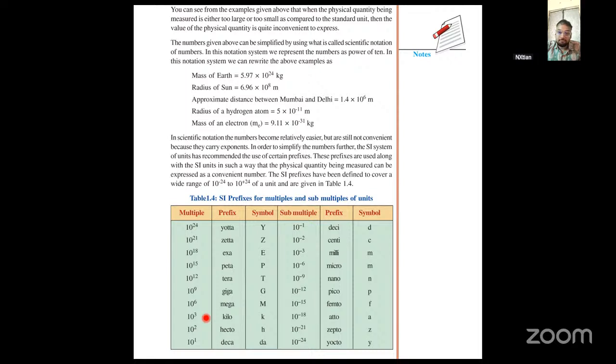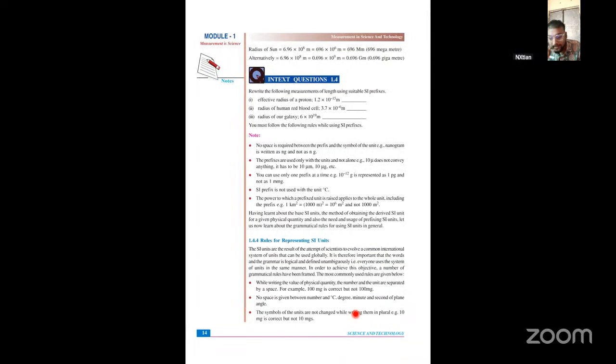My God. Great. And we know down to milli. Before that, micro, nano, pico, femto, atto, zepto, yocto, ronto, and quecto. Wow. That's great. Great knowledge. Okay, there is no need to learn this, but just try to do it.